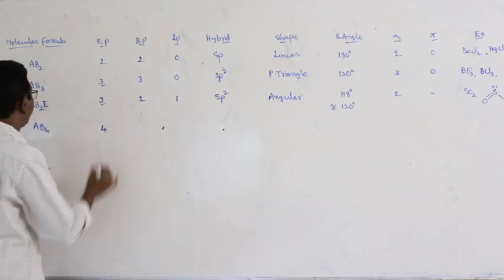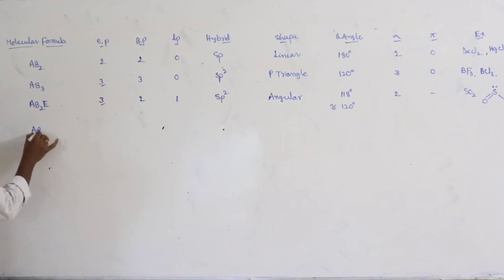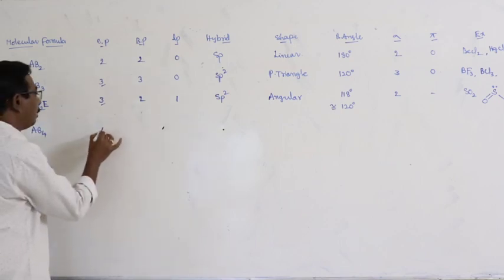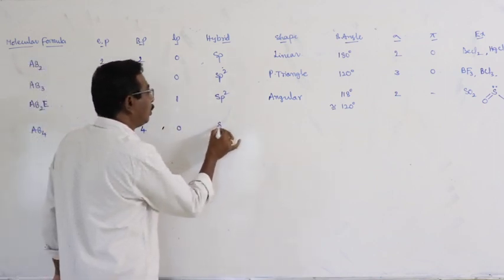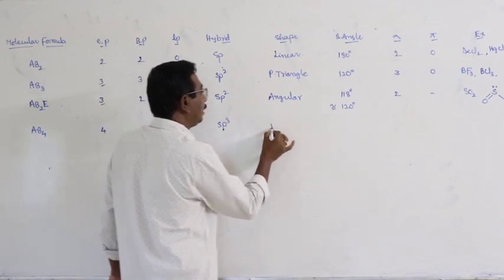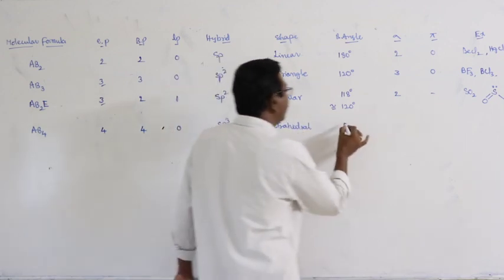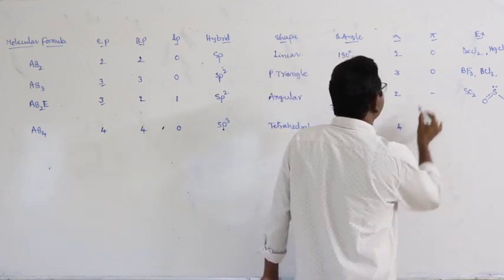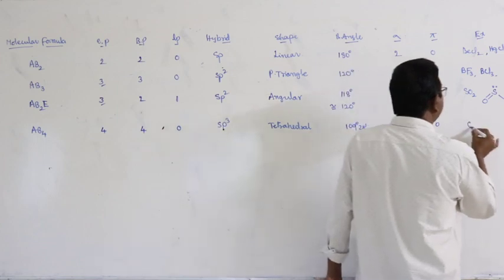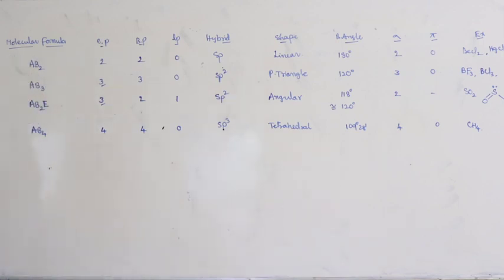AB4. Number of electron pairs 4. Number of bond pairs 4. Number of lone pairs 0. Type of hybridization sp3. Shape of the molecule tetrahedral. Bond angle 109 degrees 28 minutes. Number of sigma bonds 4. Number of pi bonds 0. Example CH4.